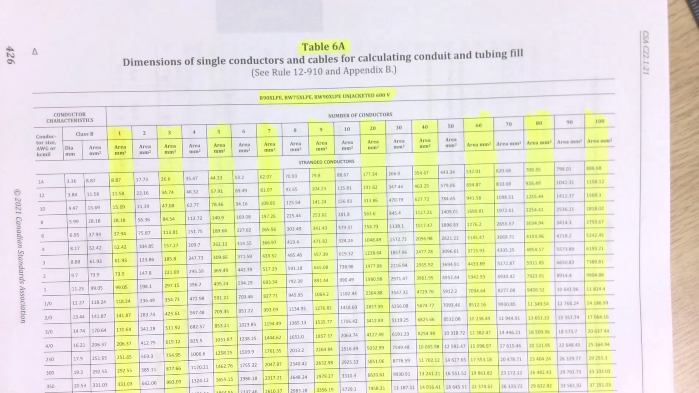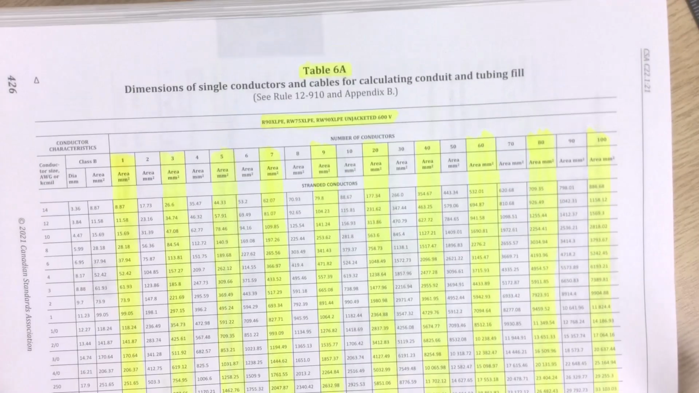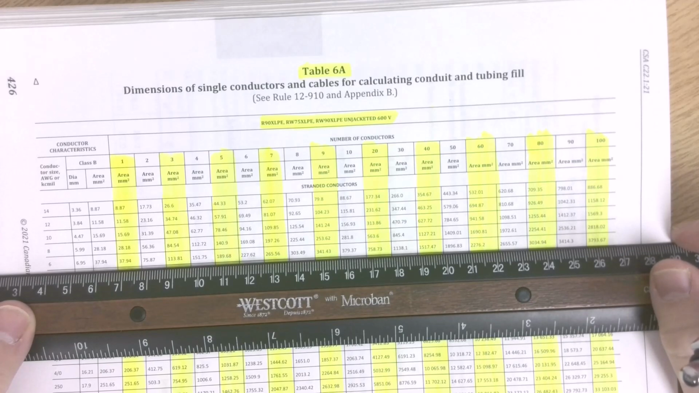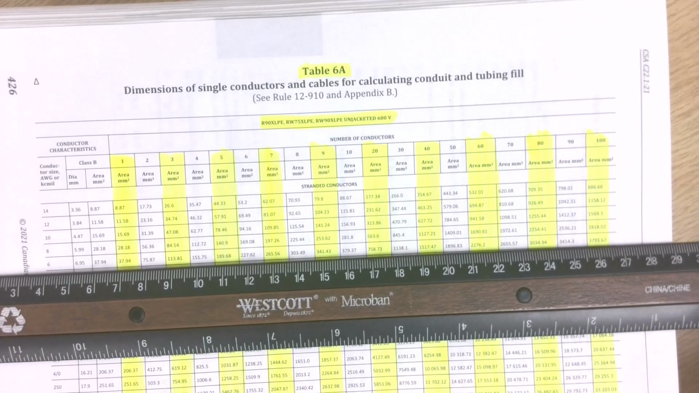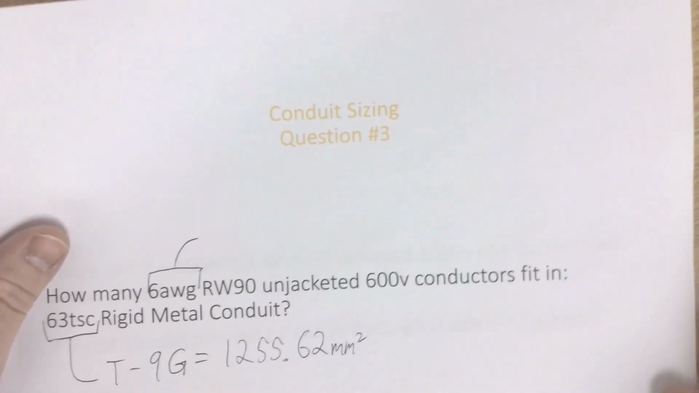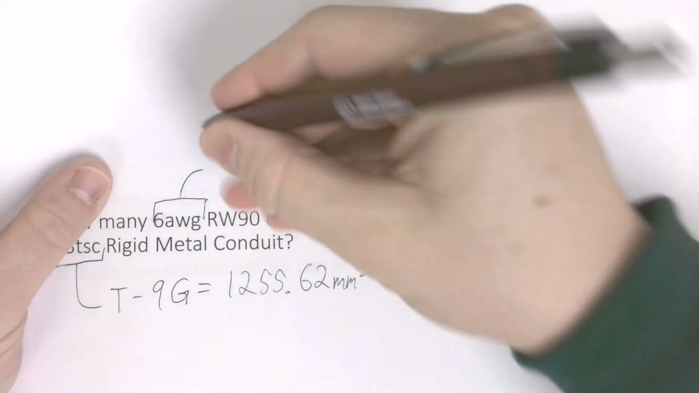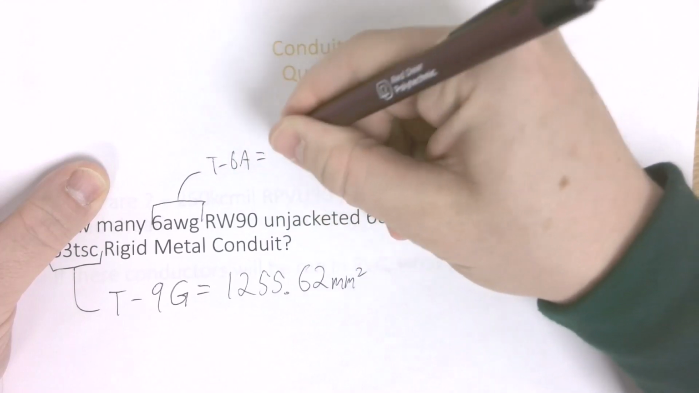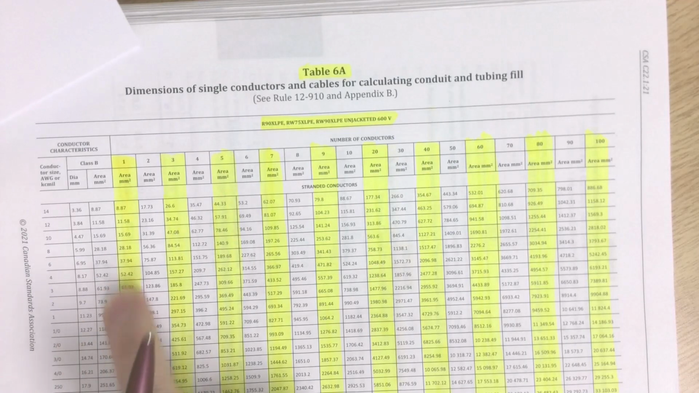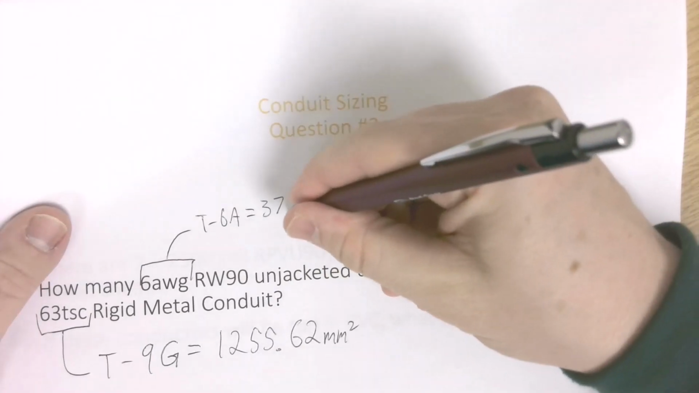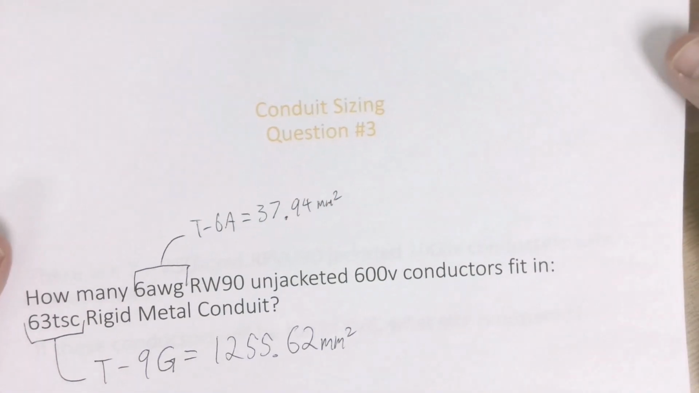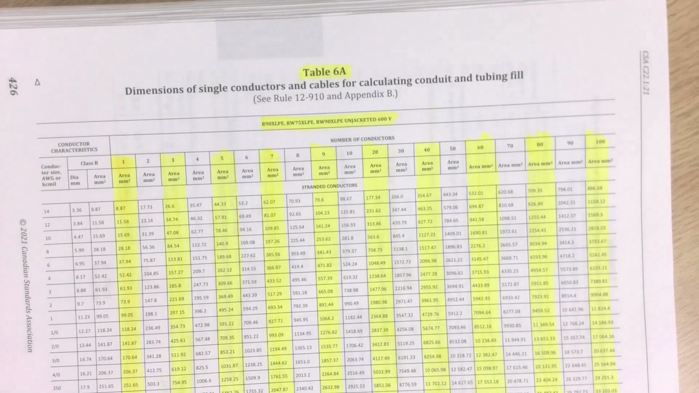Okay, cool, super cool. One 6-gauge conductor is 37.94 millimeters squared. So table 6A equals to 37, I believe that was 37, let me make sure here, 37.94 millimeters squared.